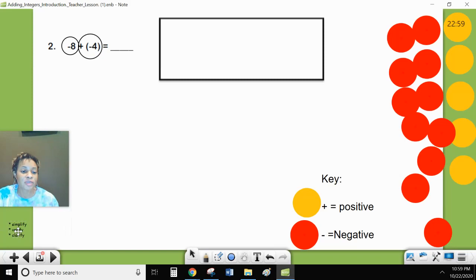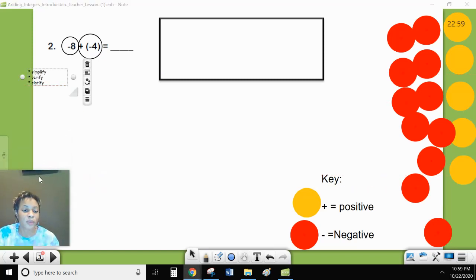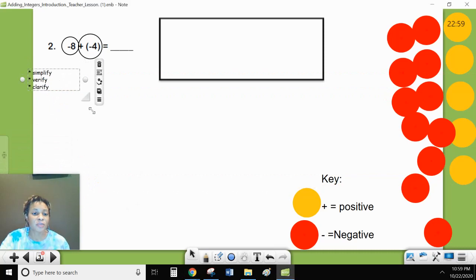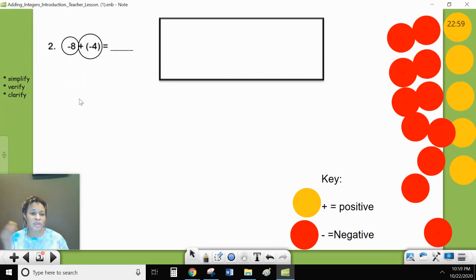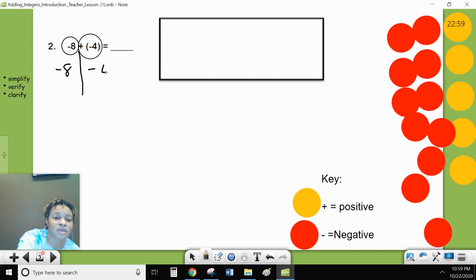And again, we want to bring out our little slogan that we're using, which is simplify, verify, and clarify. So we've circled everything, but we want to simplify what we circled. So what exactly did we circle? So I'm going to draw a little line here. I know that in this first circle, I definitely circled the opposite of 8. And in the second circle, I definitely circled the opposite of 4. So I have a -8 that is going to be combined with a -4. Simplify, verify, clarify. So now I'm ready to model.